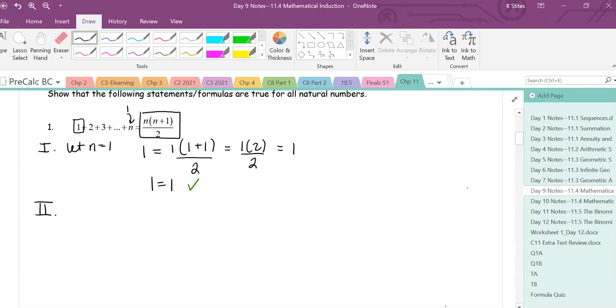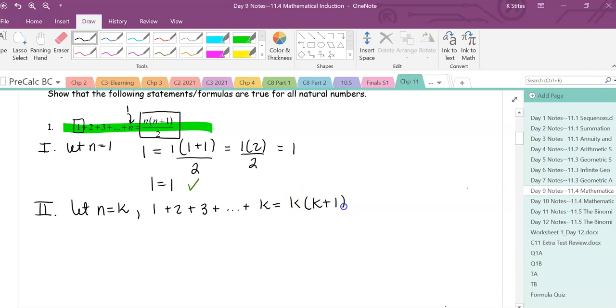All right, so statement 2 is going to be a little more complicated. The first thing you're going to write is you're going to let n equal k, and in order to do that, we are just going to plug a k into this whole expression right here. So we have 1 plus 2 plus 3 plus dot dot dot plus k is equal to k times k plus 1 over 2. Again, we're just replacing the n with the k. Now we are going to prove it true for k plus 1.